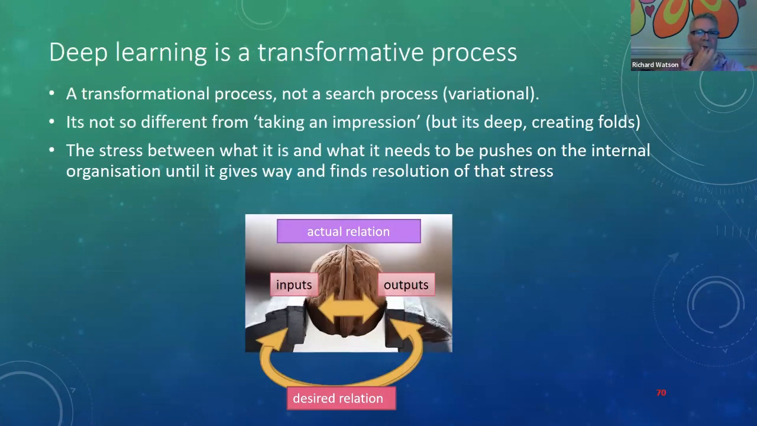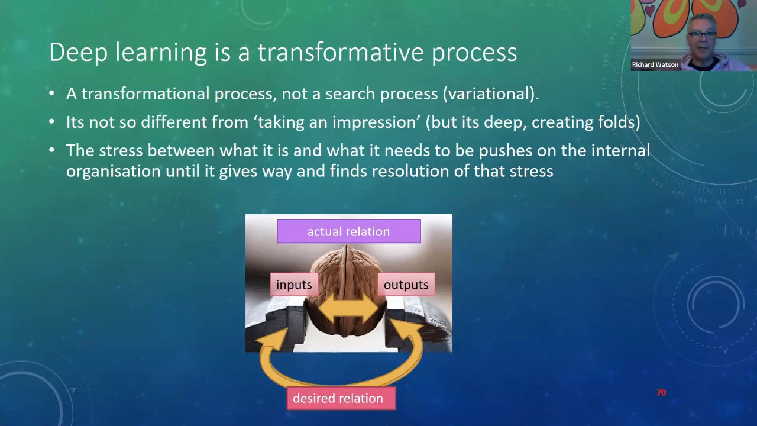Well, deep learning is still a transformative process, right? It's not variation and selection. It's a transformational process, not a search process. It's not so different from taking an impression, that we're just pushing on a structure, but it's deep. It's deep meaning it creates an internal folding, that the stress between what it is and what it needs to be pushes on the internal organization of the network until it gives way and finds a way to resolve that stress by changing the internal organization, like a nut in a vise.